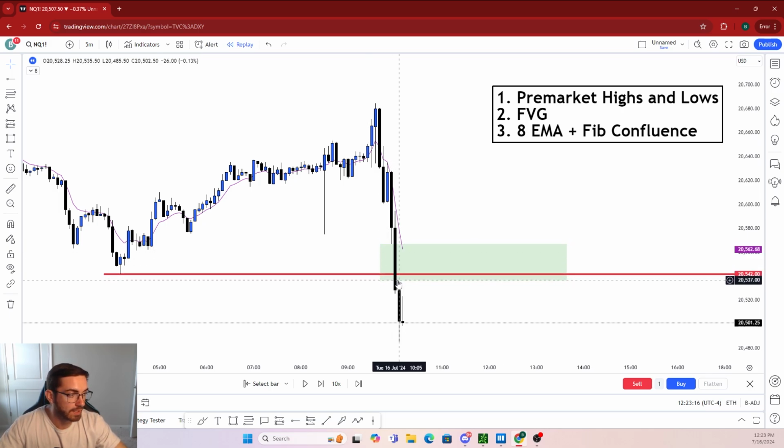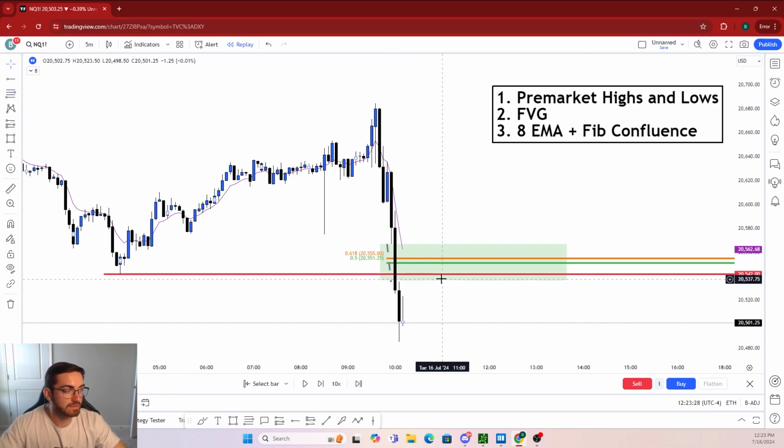Again, here's our low point. Here's our high point, and we have our 8 EMA to give us a more direct area to watch inside of that fair value gap. But then also we have the Fibonacci retracement right here. So this is telling us if we're going to be looking for a reject, our ideal area to watch is going to be anywhere from this pre-market low up into this 8 EMA.